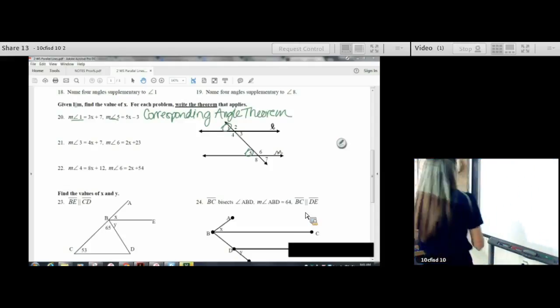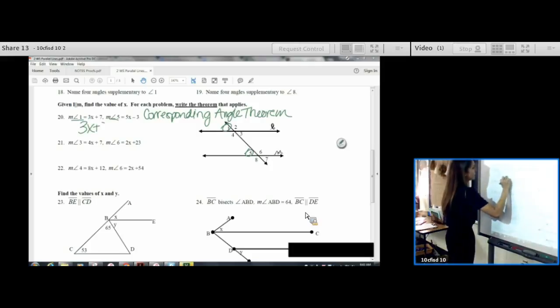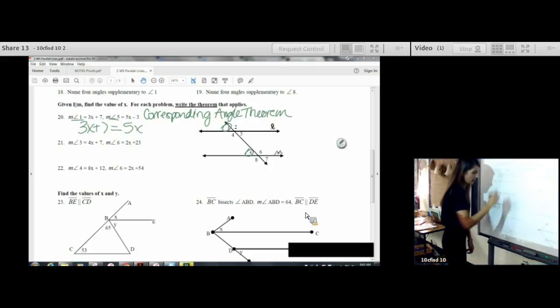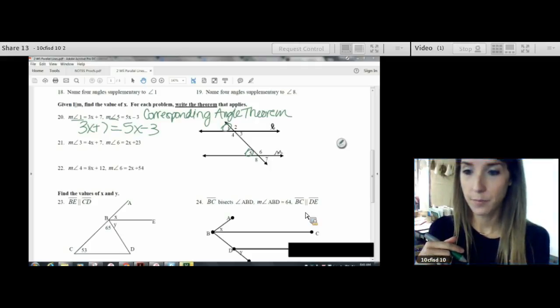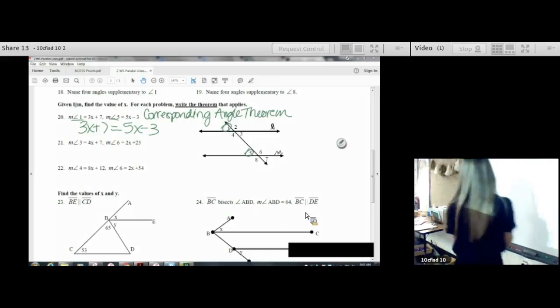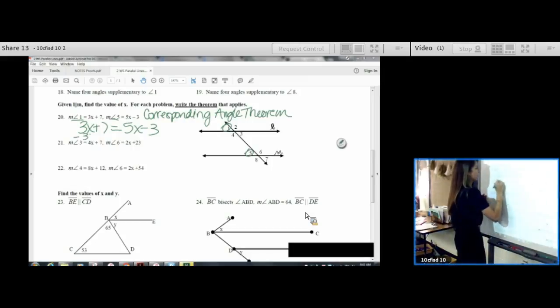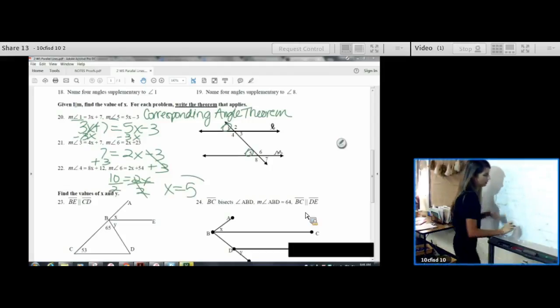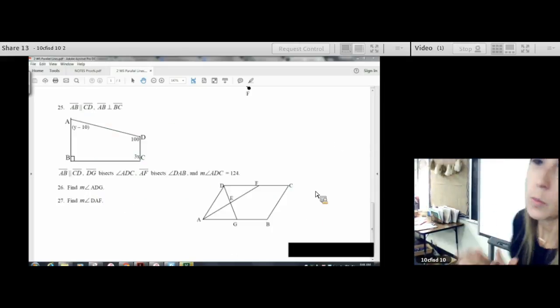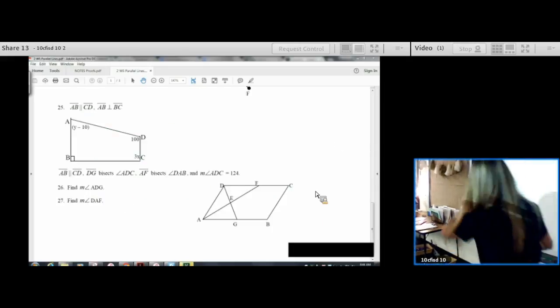So, since they're congruent, we take 3x plus 7 and we set it equal to 5x minus 3. And I know you can do the math on that, or the algebra on that. That was just the geometry. Okay, never mind. We are going to solve for x. Okay, so we subtract 3x from both sides. We get 7 equals 2x minus 3. We add 3 to both sides. 10 equals 2x. And we are trucking along with our algebra. x is 5. We did one just like 25 in class.